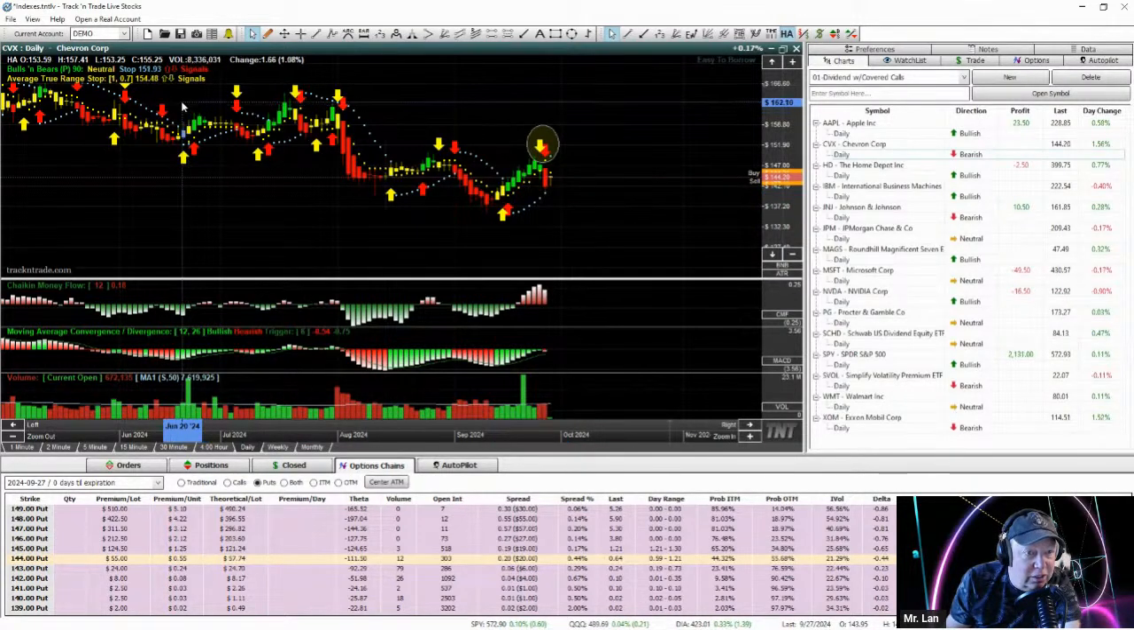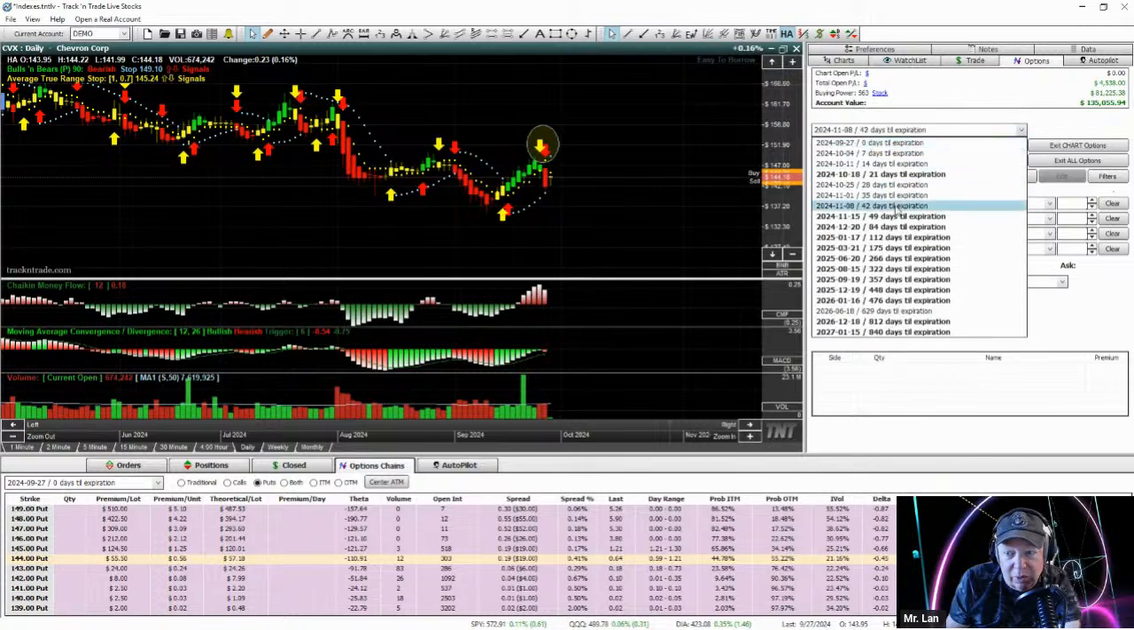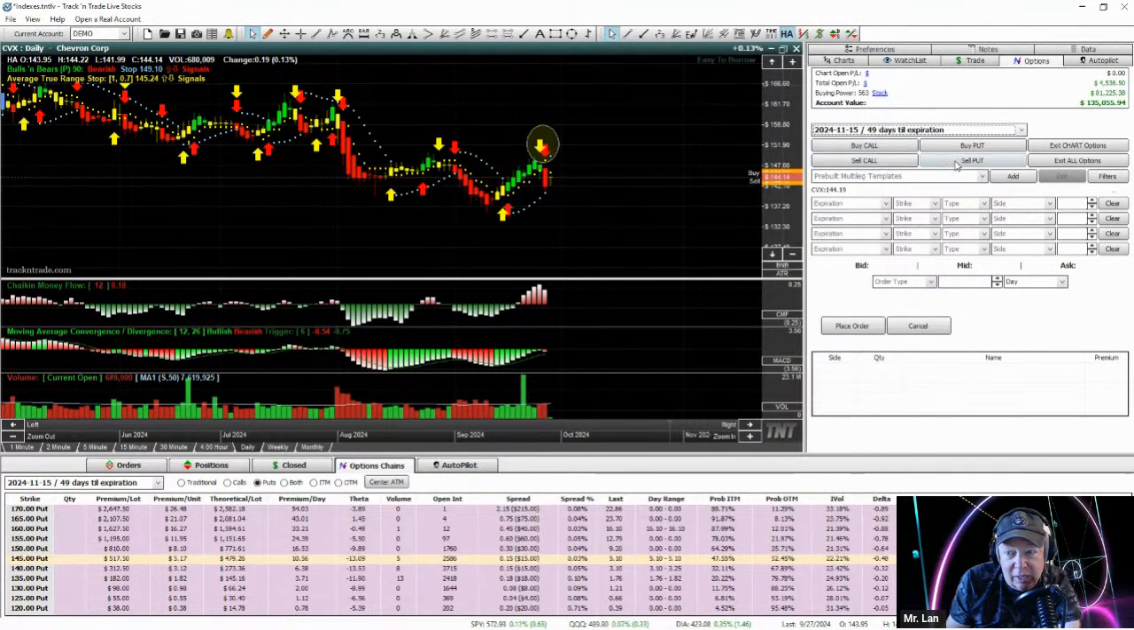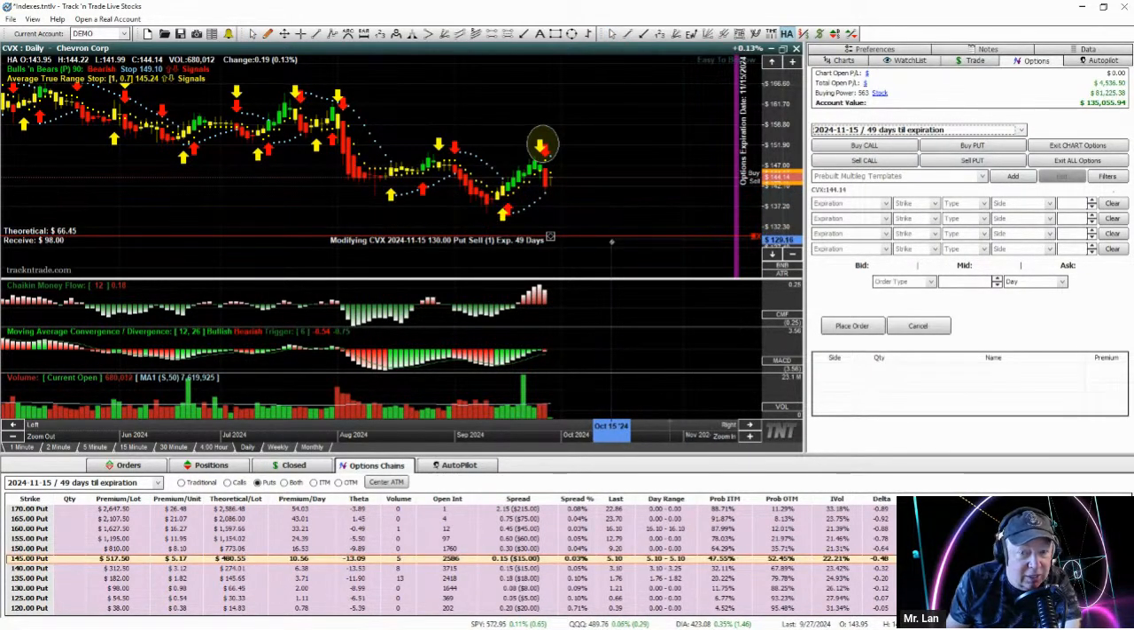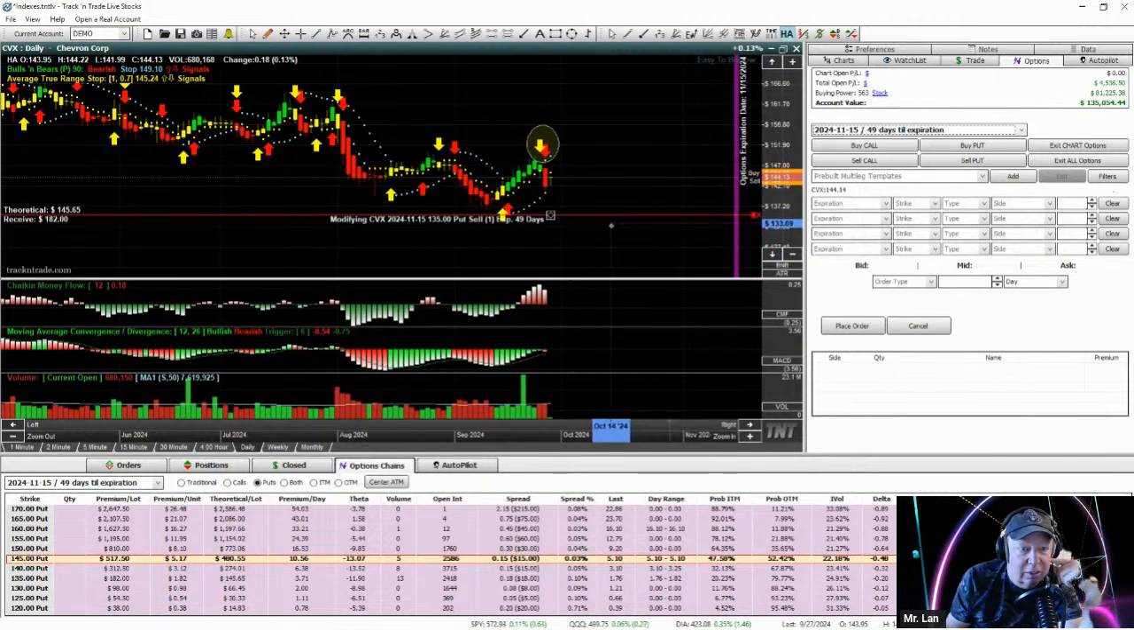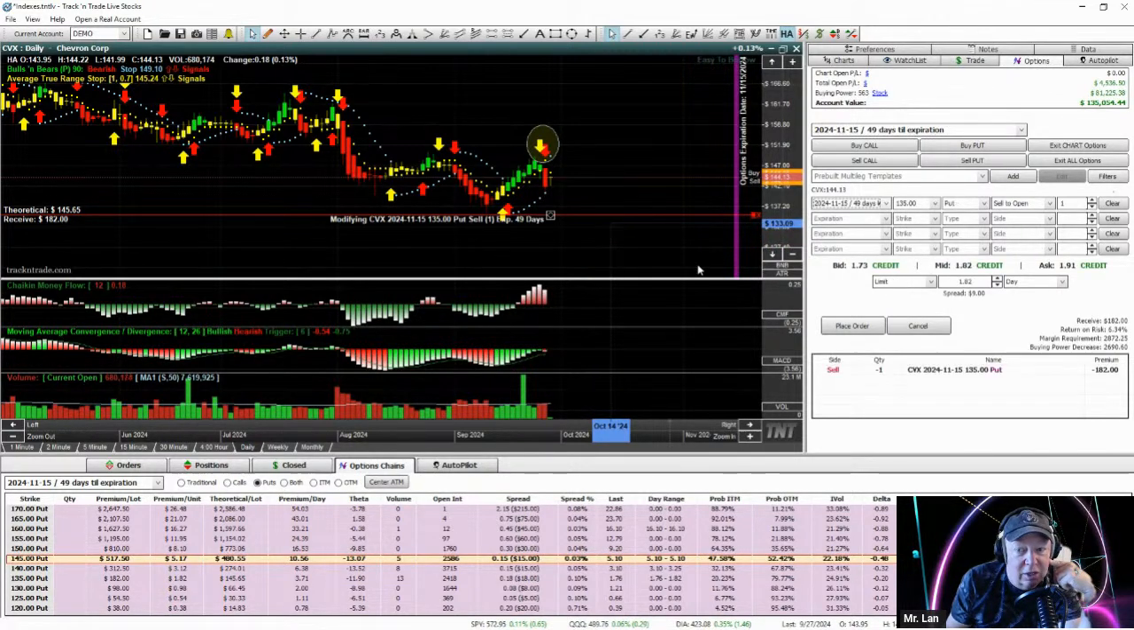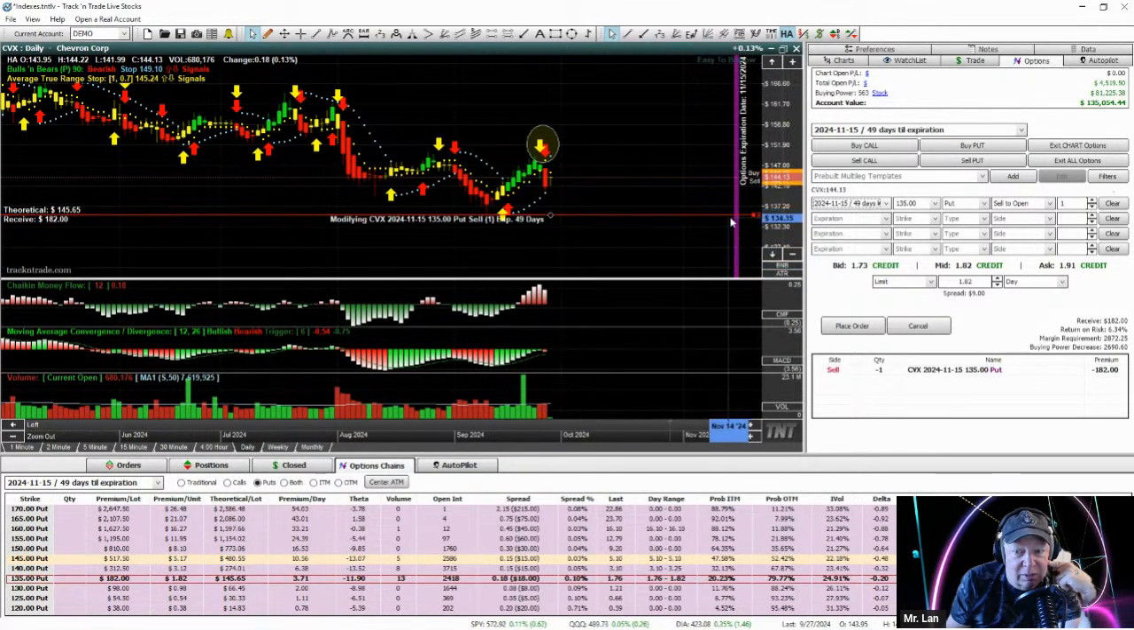But if you want the shares of Chevron and you want them down here, it's a good way to do it. Come in here. We'll go out 49 days. We're going to sell a put way down here. How much they give us? They'll give us $172 right there. So you can go do that one. And as long as the market stays above that red line, you're going to keep your whole $172.